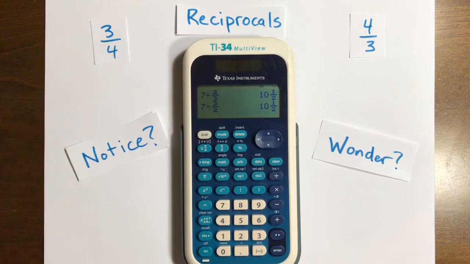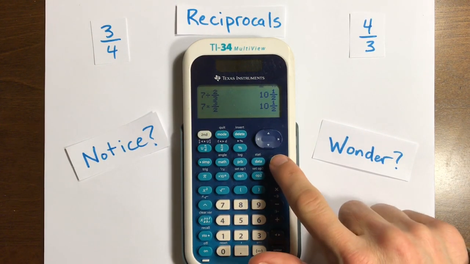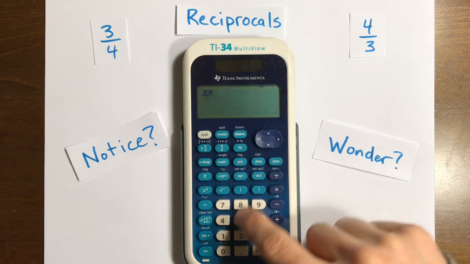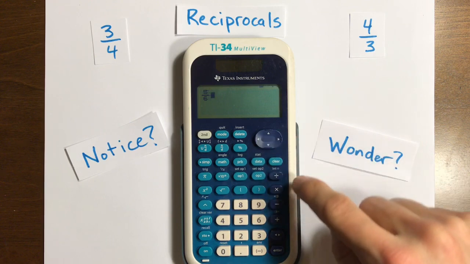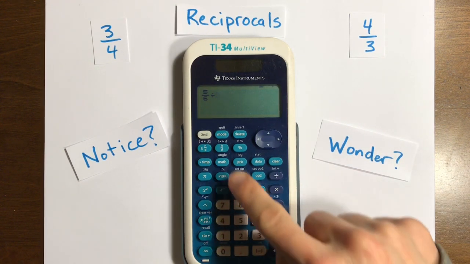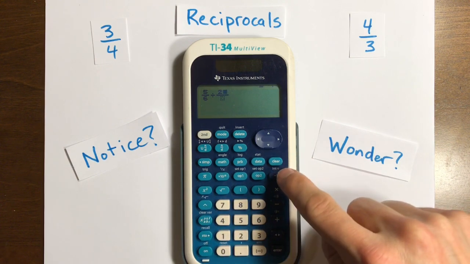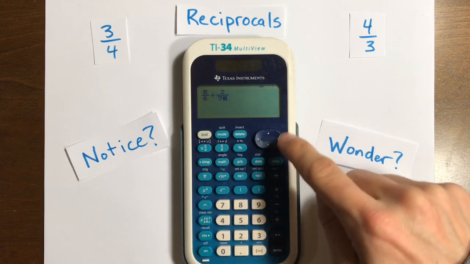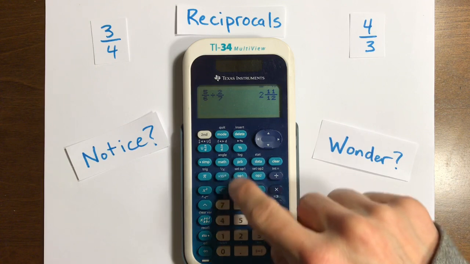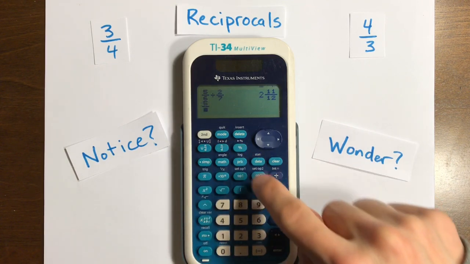I wonder if it works fraction divided by fraction. Let's find out. 5/6 divided by 2/7 is 2 11/12. Now 5/6 times, what would be the fraction here?